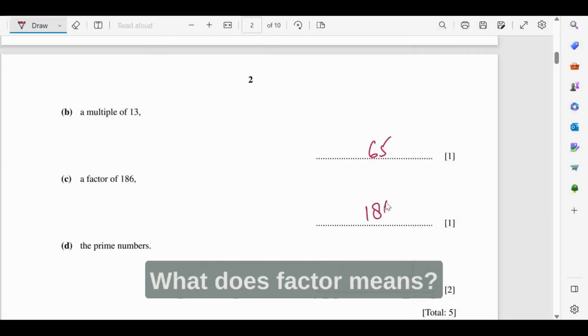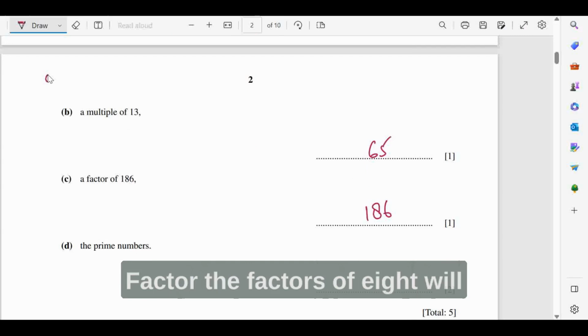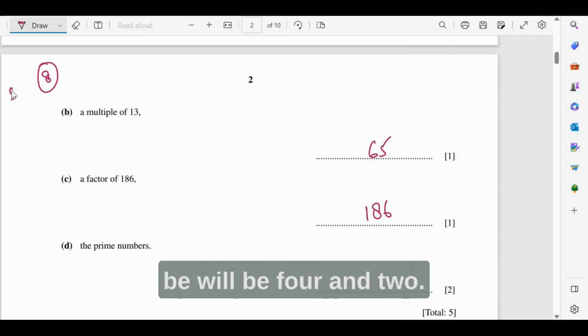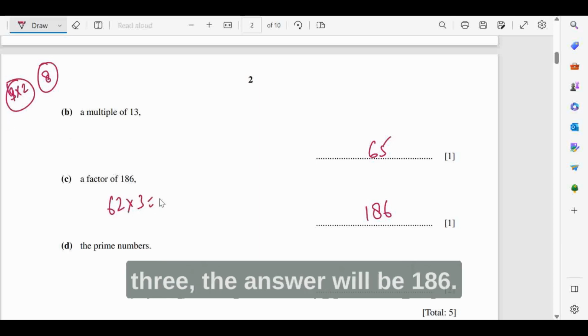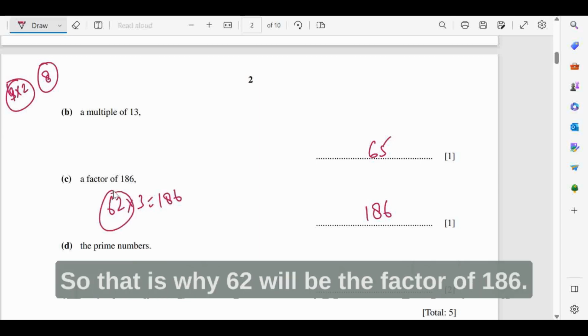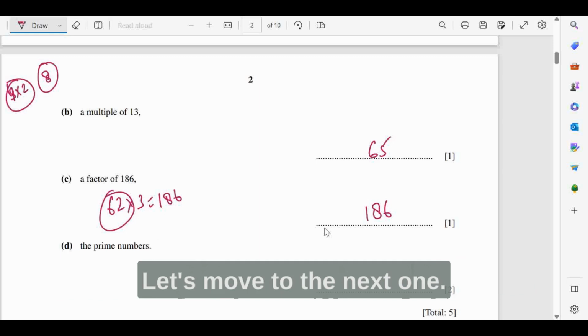What does factor mean? The factors of 8 will be 4 and 2. These two are the factors. So if we multiply 62 with 3, the answer will be 186. So that is why 62 will be the factor of 186. Let's move to the next one.